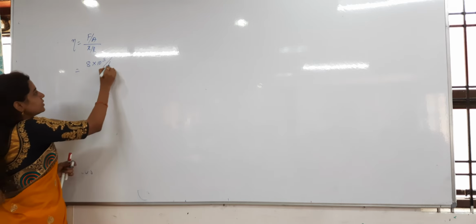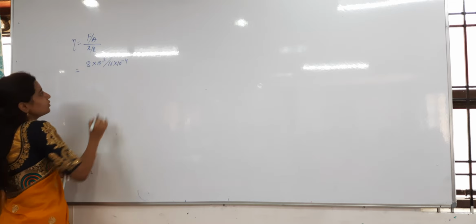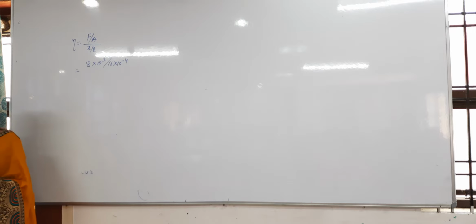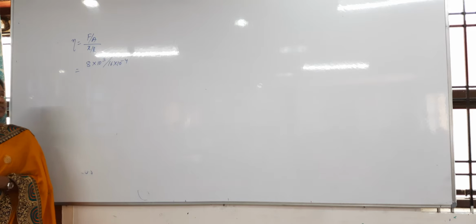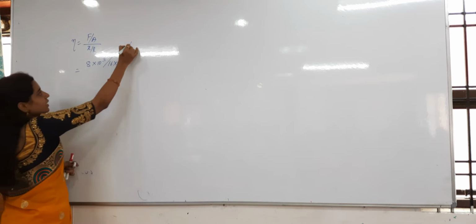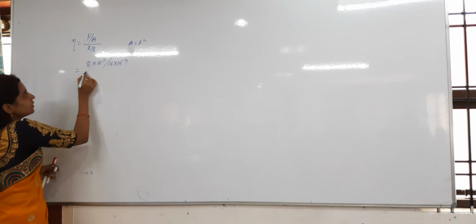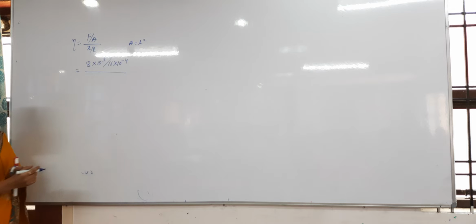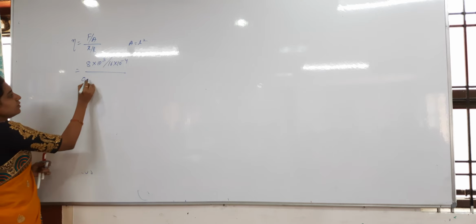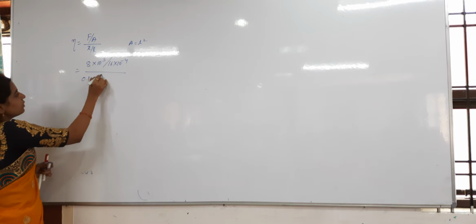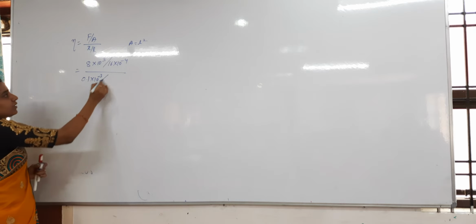What will we get here? 16 into 10 power minus 4. Why? Because 4 centimeters you have to take in meters. So that is area, nothing but L square we will take. That divided by displacement of the upper face, which is 0.1 millimeter. 0.1 into 10 power minus 3, divided by length.